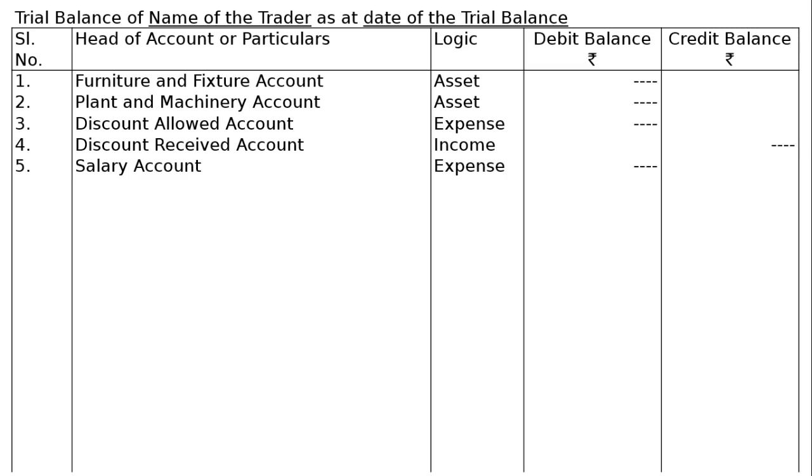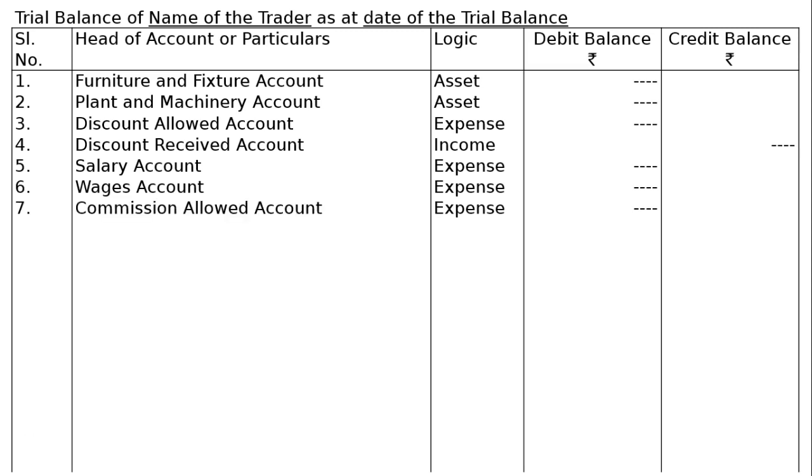Fifth is a salary account. Salary account is debited because the logic is it is an expense. Sixth one is wages account. Wages, it is debited because it is an expense. Seventh is a commission allowed account. It is debited and logic is because this is an expense, it is an expenditure.